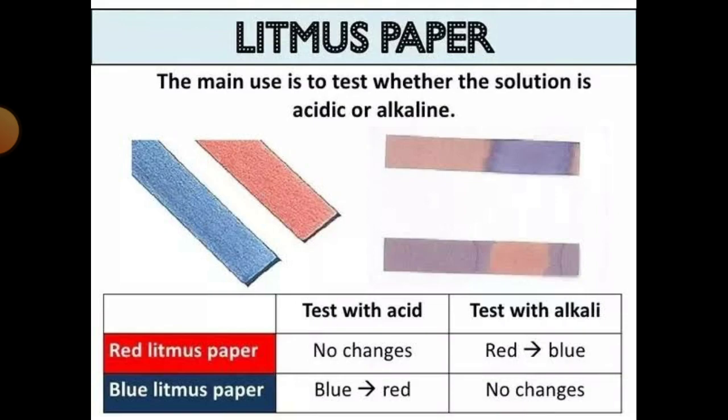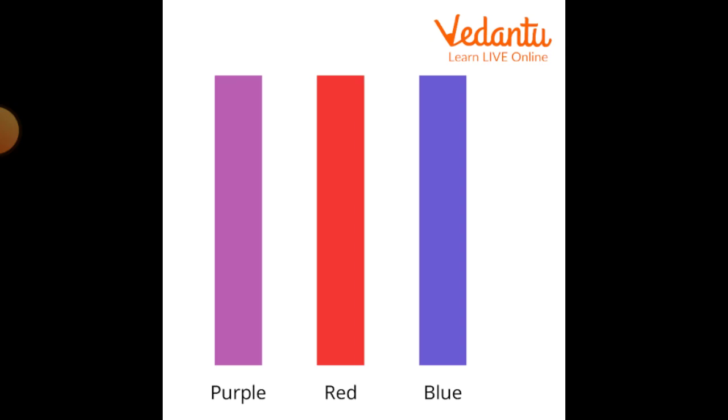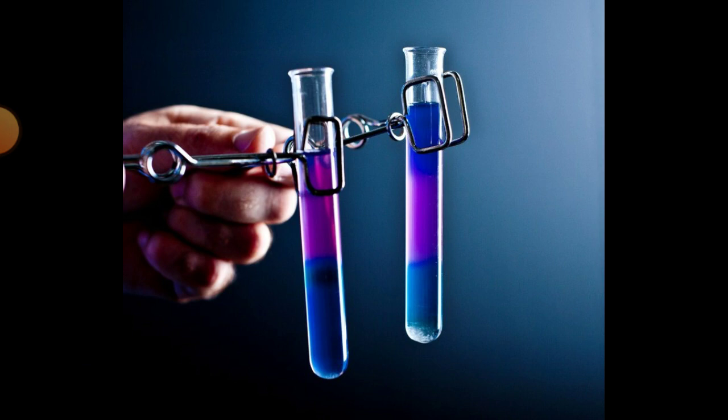So red litmus paper inside base or alkaline will turn to blue. Then if you take blue litmus paper and put it into acid, you will get red. Okay? So this litmus paper: blue, red, and purple.